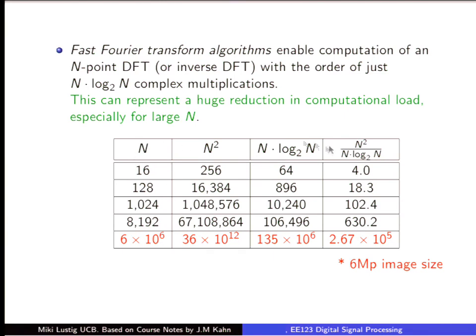Okay, so let's see how things grow. If you look at n, 16, 128, and so on, n squared grows significantly faster. N log n doesn't grow as fast. And if you look at the ratio between n squared and n log n, when we talk about 6 megapixels, 6 mega samples, it's a factor of 10 to the fifth, a huge factor as you increase. So it's a good motivation to do n log n as opposed to n squared.